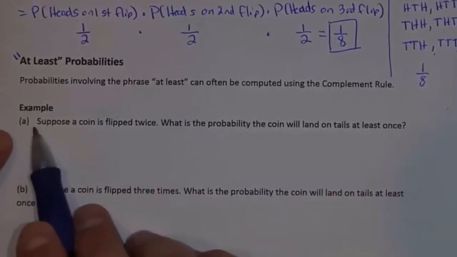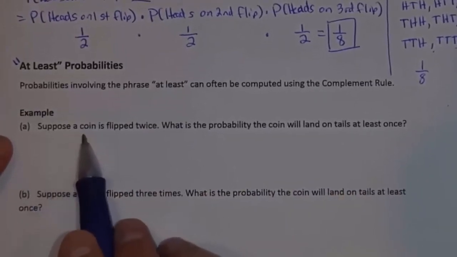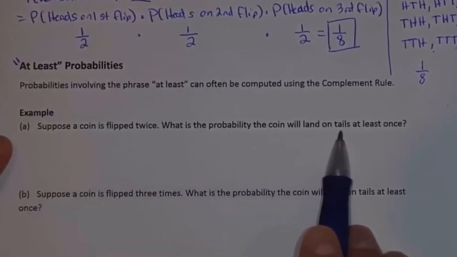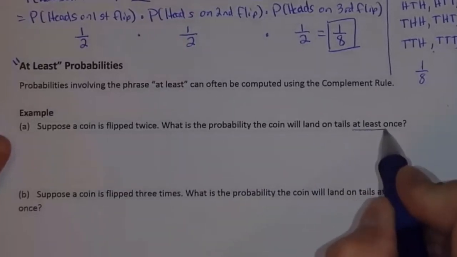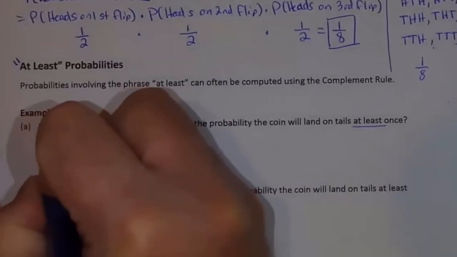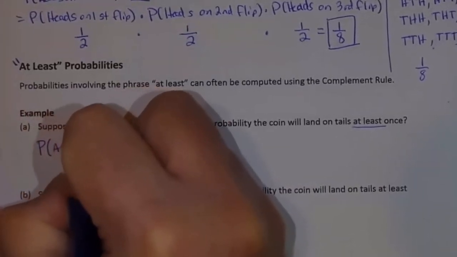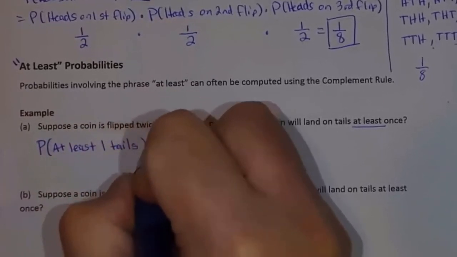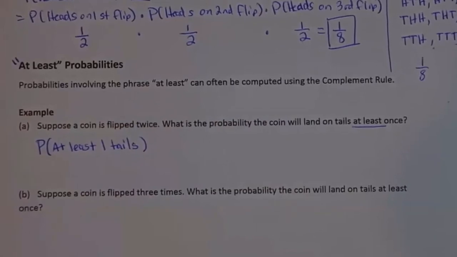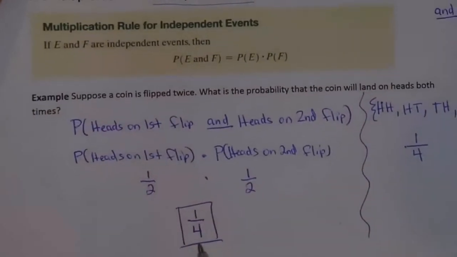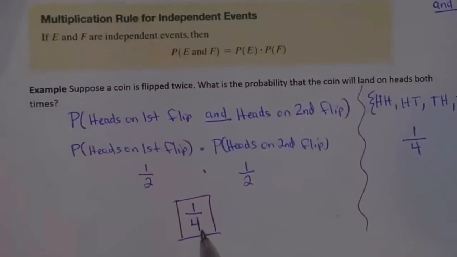So here's the idea. Part A of this example. Suppose a coin is flipped twice. What is the probability the coin will land on tails at least once? So the probability of at least one tails is what we're trying to figure out. Well, back on the previous page here, we found out the probability of both of the flips landing on heads. It was 1/4.